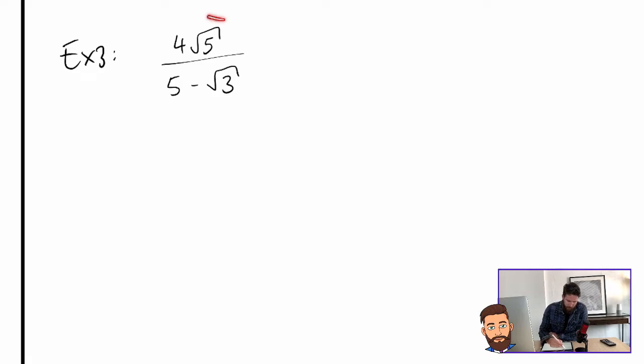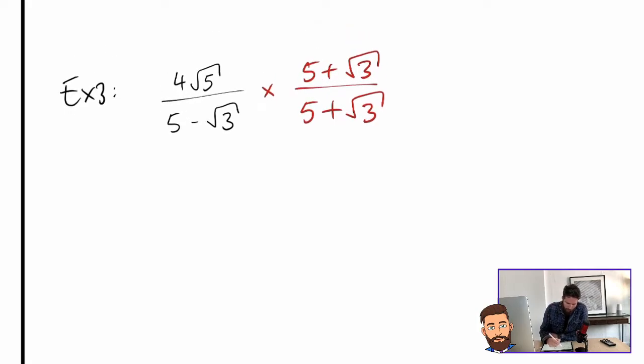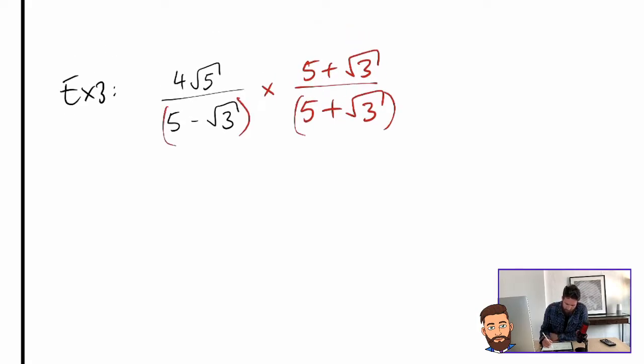Just the top looks a little bit more involved. We're going to times top and bottom by the same denominator with a change of sign. So that would be 5 plus root 3. Because as discussed, that is what is going to eliminate our surd from the bottom. It's not going to create any more surds. Maybe on the top, but not the bottom. We're going to put a bracket around anything that has more than one term in it. And then we're simply going to expand.